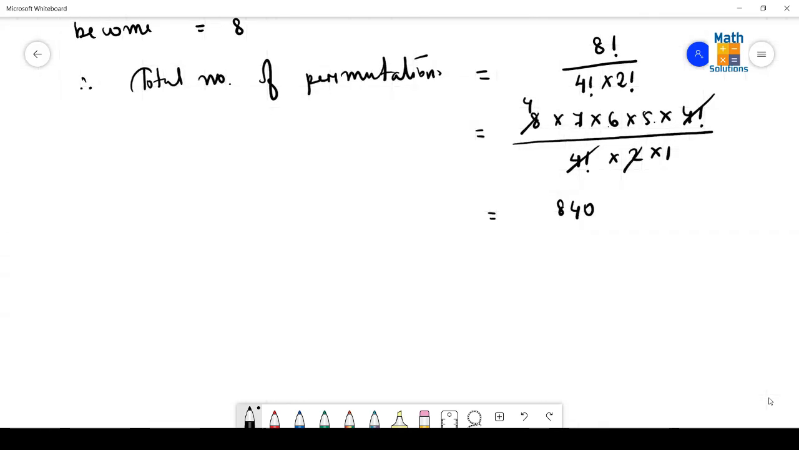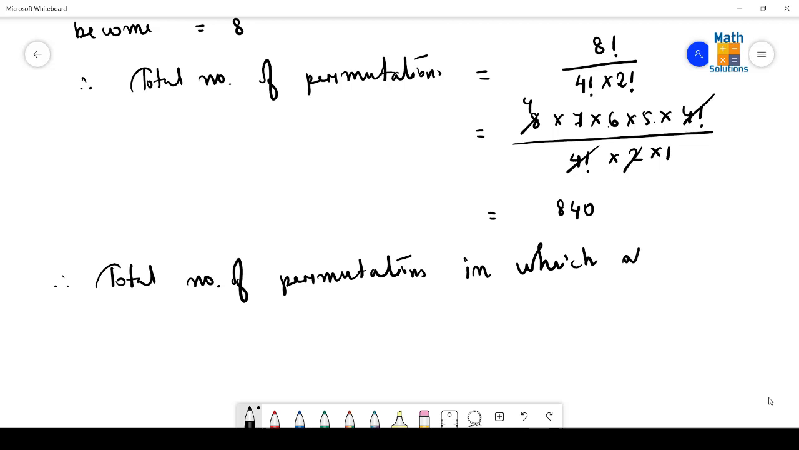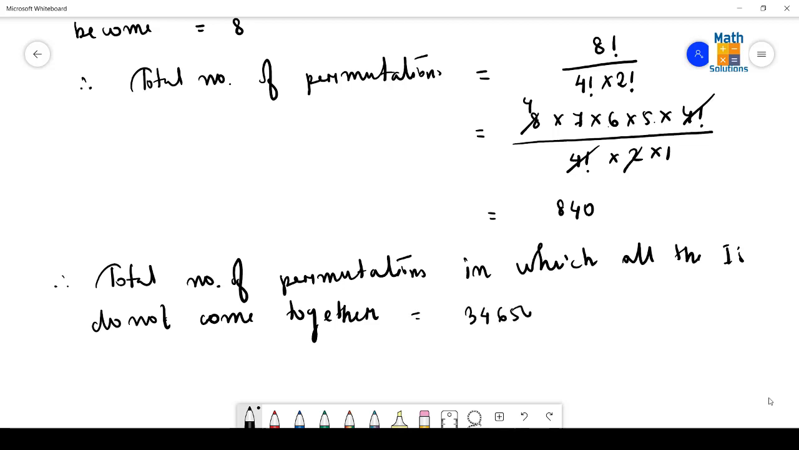So here, therefore, the total number of permutations in which all the i's do not come together will of course be equal to, from the total permutations, that is 34650, we have to subtract 840, and our answer here will become 33810. That is the answer here.